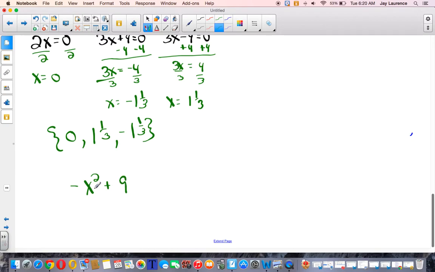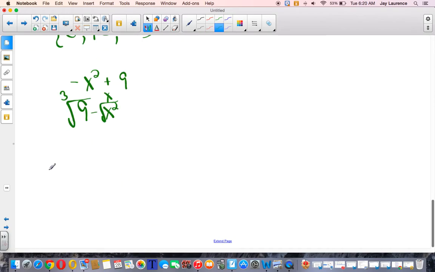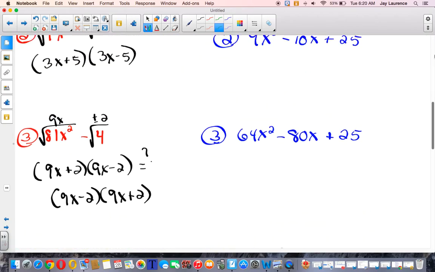Is this the difference of perfect squares? Yes, because I could rewrite it as 9 minus x squared. Square root of that would be 3. Okay, square root of that would be x. There is subtraction. It would factor as 3 plus x and 3 minus x. And there you go. Okay, let's go talk about this other one now.